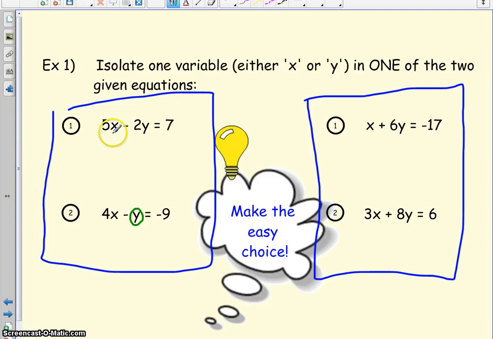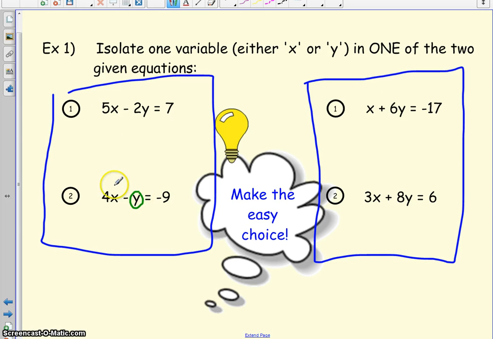Isolating for x up here, you have to divide everything by 5 eventually. Here, divide everything by 2 eventually. Here, divide by 4. Here, you're not going to have to divide by anything other than a negative. So this one's a lot easier to work with. So what I'm going to do here is subtract 4x from both sides. Okay, so that's going to give me negative y equals negative 4x minus 9. Okay, and then I'm going to divide by -1, just like I did on the first slide there.